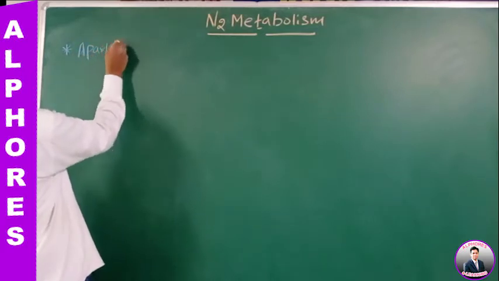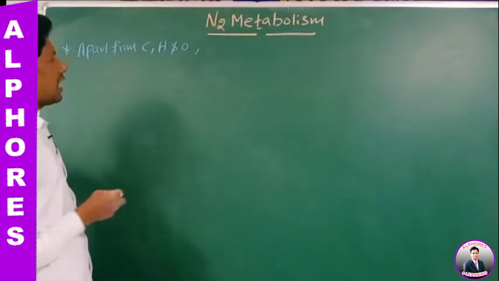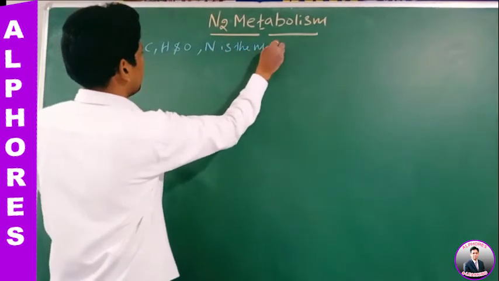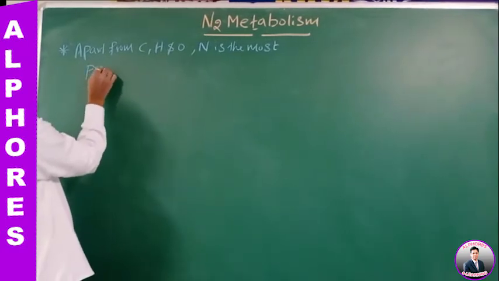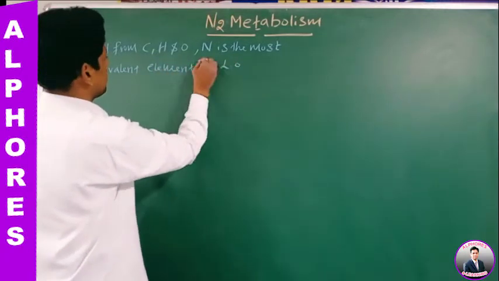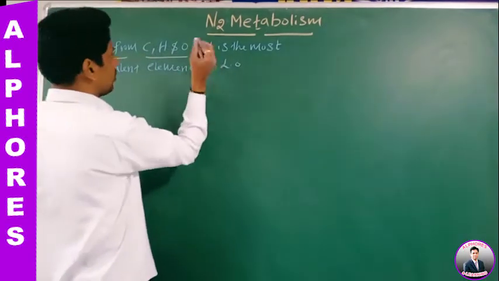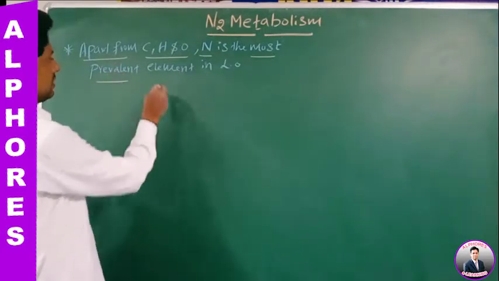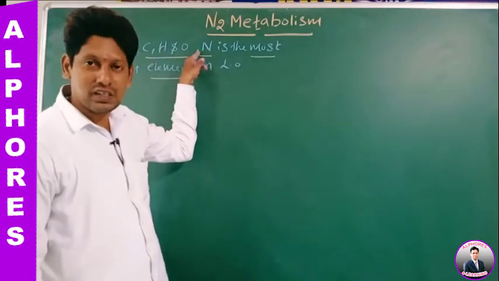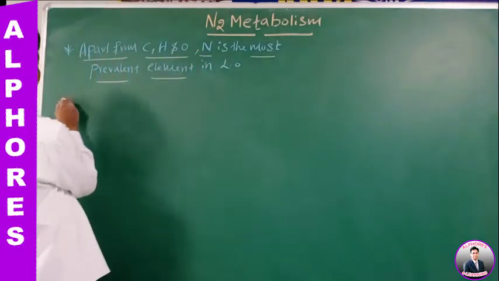Apart from carbon, hydrogen and oxygen, nitrogen is the most prevalent element in living organisms. Therefore, apart from carbon, hydrogen and oxygen, this nitrogen is the most prevalent element in living organisms. Nitrogen is present in amino acids, proteins, nucleic acids, nucleotides, hormones and vitamins.